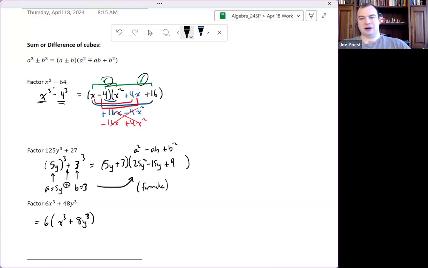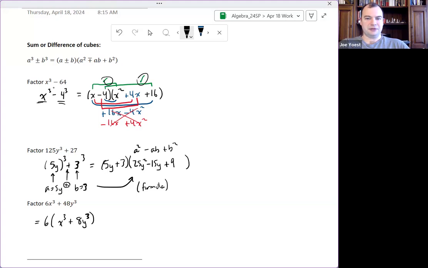But if I just leave it there, if I didn't put this 4x in the middle, I would then have 2 other terms. I would have a plus 16x minus 4x squared. Those are terms that would show up on the right-hand side, but not in the original polynomial I want to factor.